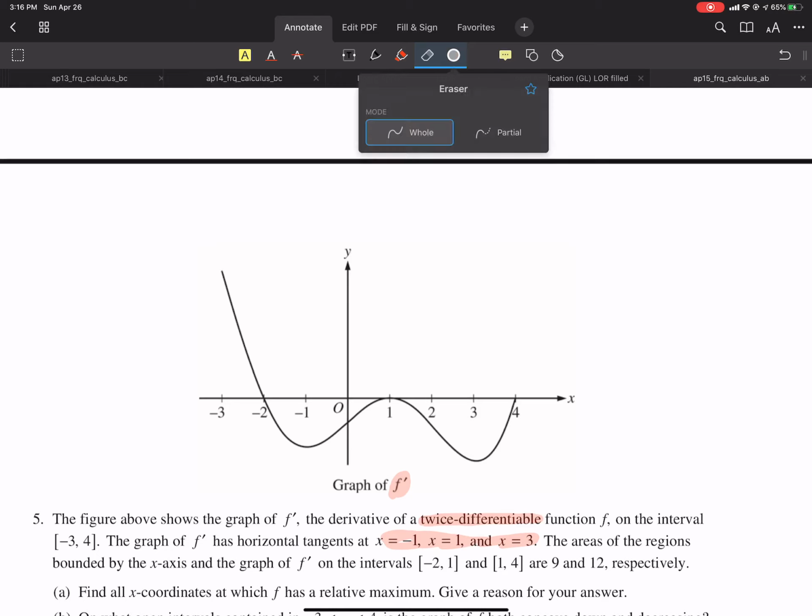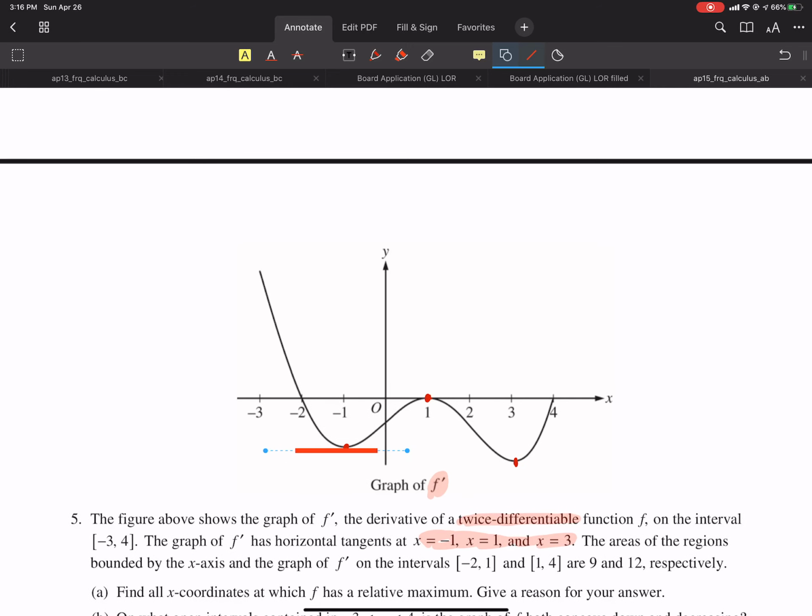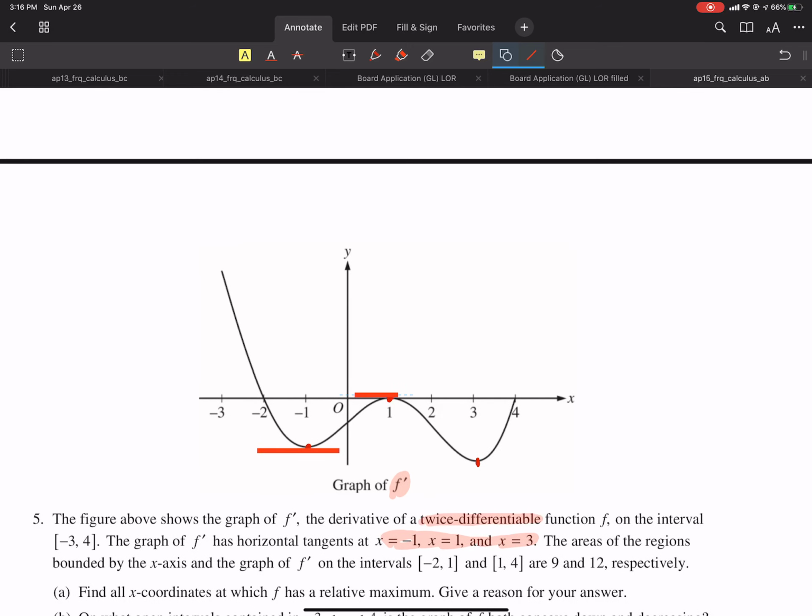What does that mean? It means that at those 3 points, at -1, 1, and 3, if you were to draw a tangent line, they would be horizontal or have a slope of 0. Bam.